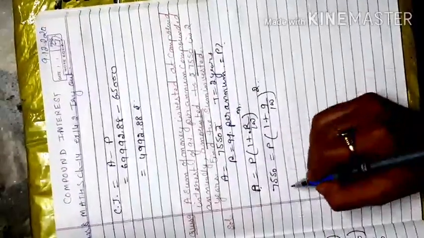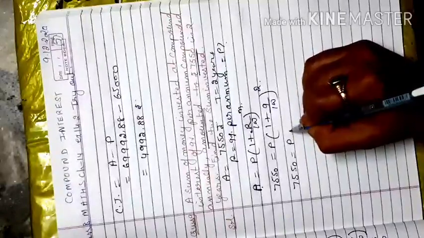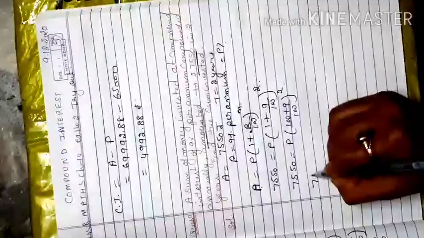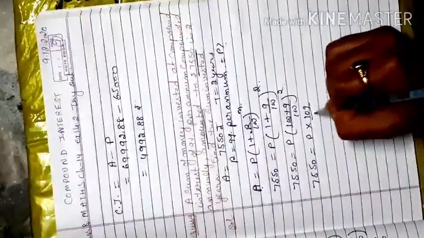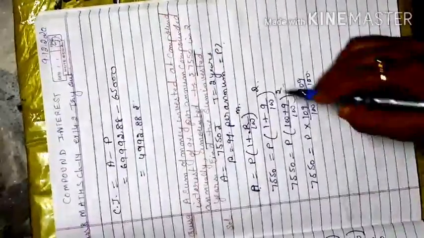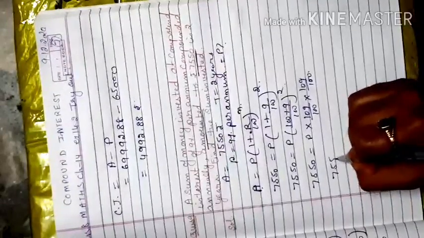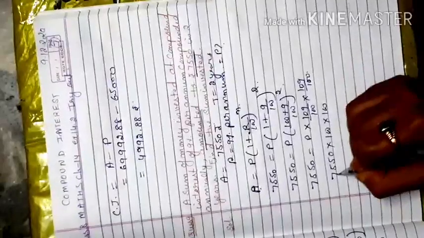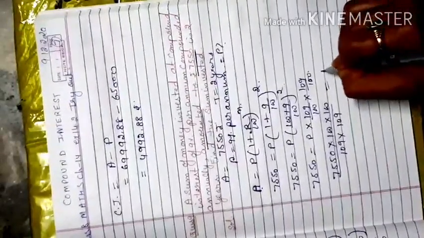Now you have to calculate this one. 7,550 is the amount, so take the LCM: (100 + 9)/100 raised to power 2. 7,550 is the principal, which equals 109/100 times 109/100, written two times because the power is 2. Now you have to find the principal. You cross multiply: 7,550 multiplied by 100 into 100 by 109 into 109, so that is your principal.